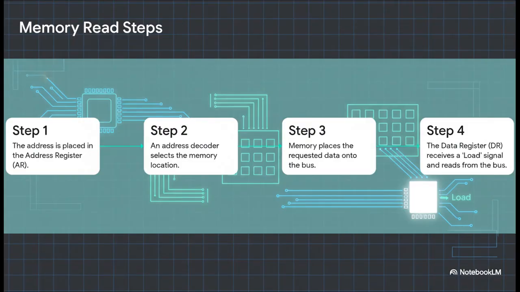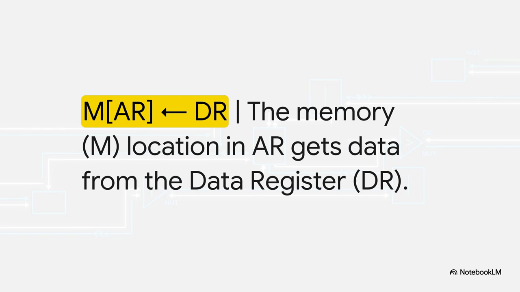Okay, so let's walk through what actually happens. First, the CPU puts the address it wants to read from into the address register. Then, the memory controller decodes that address to find the exact spot in RAM. And now, the memory unit itself becomes the speaker on the bus. It puts the data from that location onto the shared data lines. Finally, the data register gets a load signal, and it just copies whatever value is sitting on the bus. See? Data flows from memory to the register. All right, that was reading. Now let's flip it around and see how we write to memory.